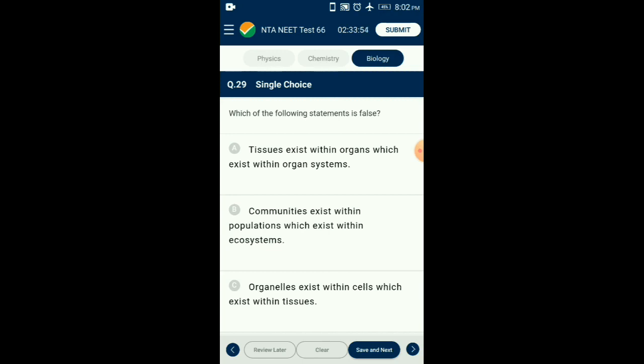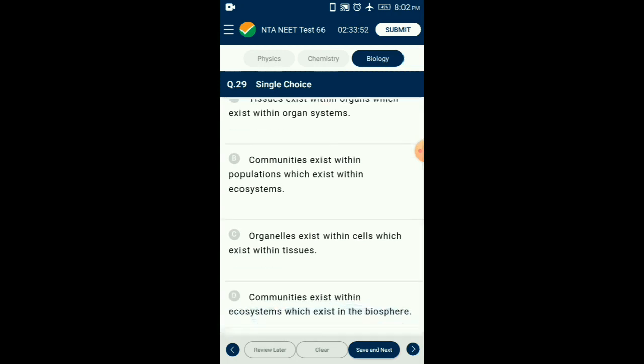So the answer is option B. From the given 4 statements, statement B is the wrong one. Communities exist within populations which exist within ecosystem.